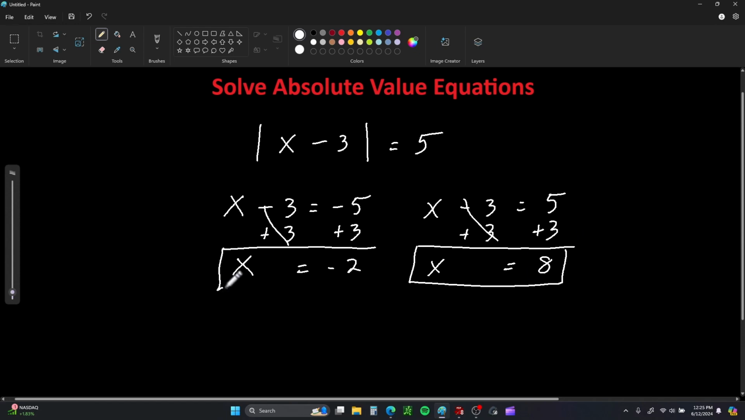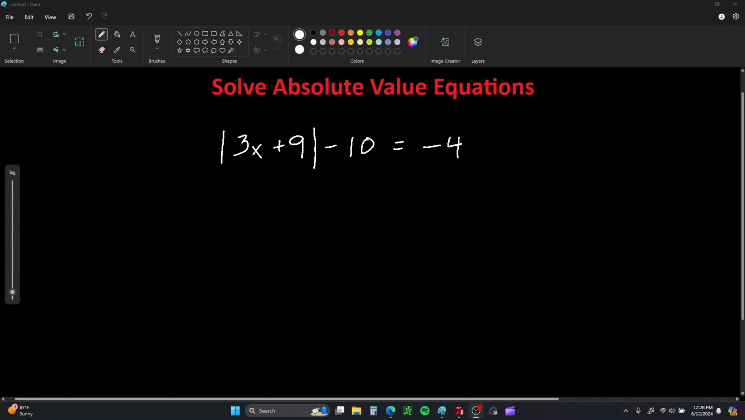So both of these answers satisfy the equation because if x was minus 2, I would have minus 2 minus 3 inside, and the absolute value of minus 5 is 5. If we were to replace the x by an 8, we then have 8 minus 3, which is 5, and the absolute value of 5 is also 5. So both of these answers satisfy the original absolute value equation.